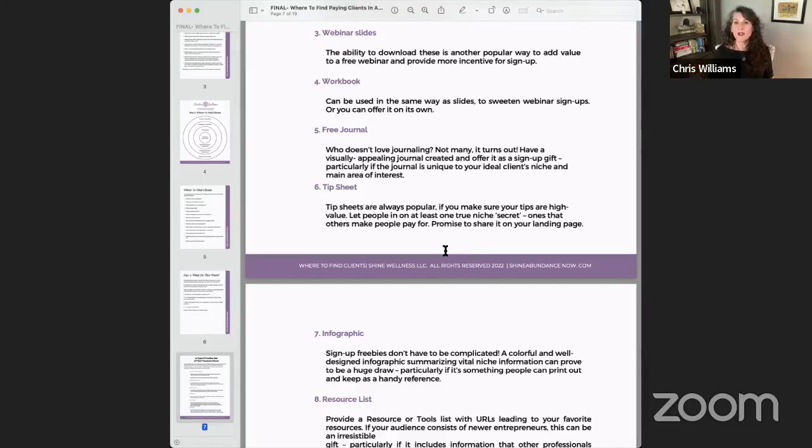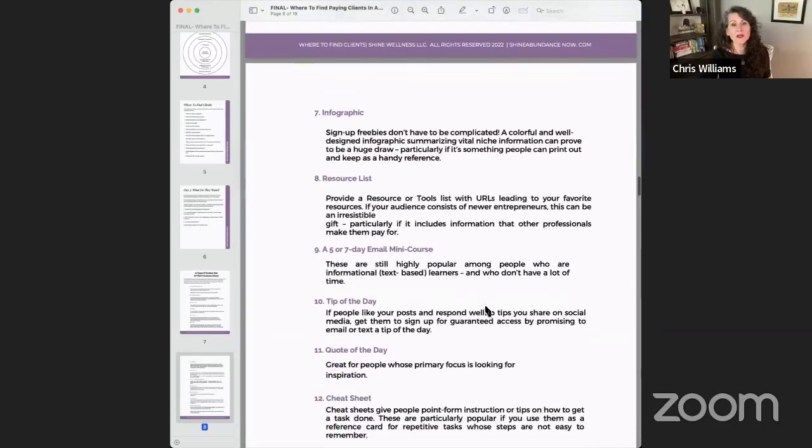So we want to make sure, again, that the tips are high value, that the tips are actually solving a problem that your ideal client wants, right? So for example, if you're a health coach and your person wants to lose weight, maybe instead of 10 tips to lose weight, it could be, these are 10 ways to boost your metabolism, right? That sounds so much better than, 10 ways to lose weight.